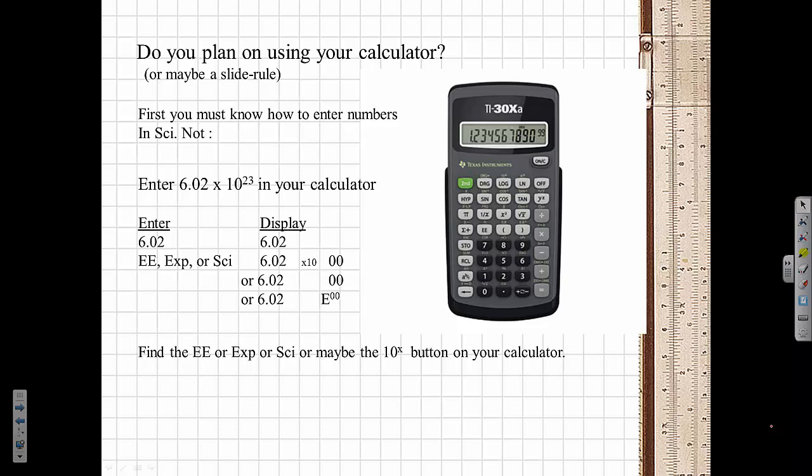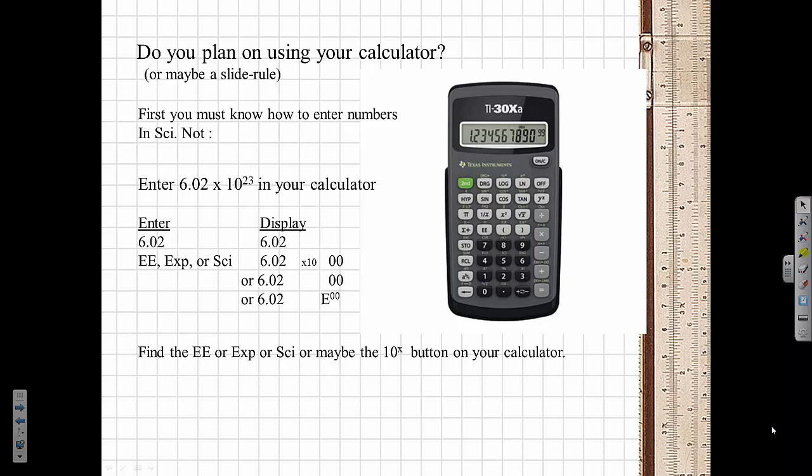And if you're not sure if it's scientific or not, what you're really looking for is a button like this here, this EE button, or it might say SCI here. I don't know if you can read that, but it says SCI above the 5 here. That's what you're looking for. Okay. So to enter numbers in scientific notation, say we wanted to enter a number 6.02 times 10 to the 23 in our calculator. You enter the coefficient 6.02.